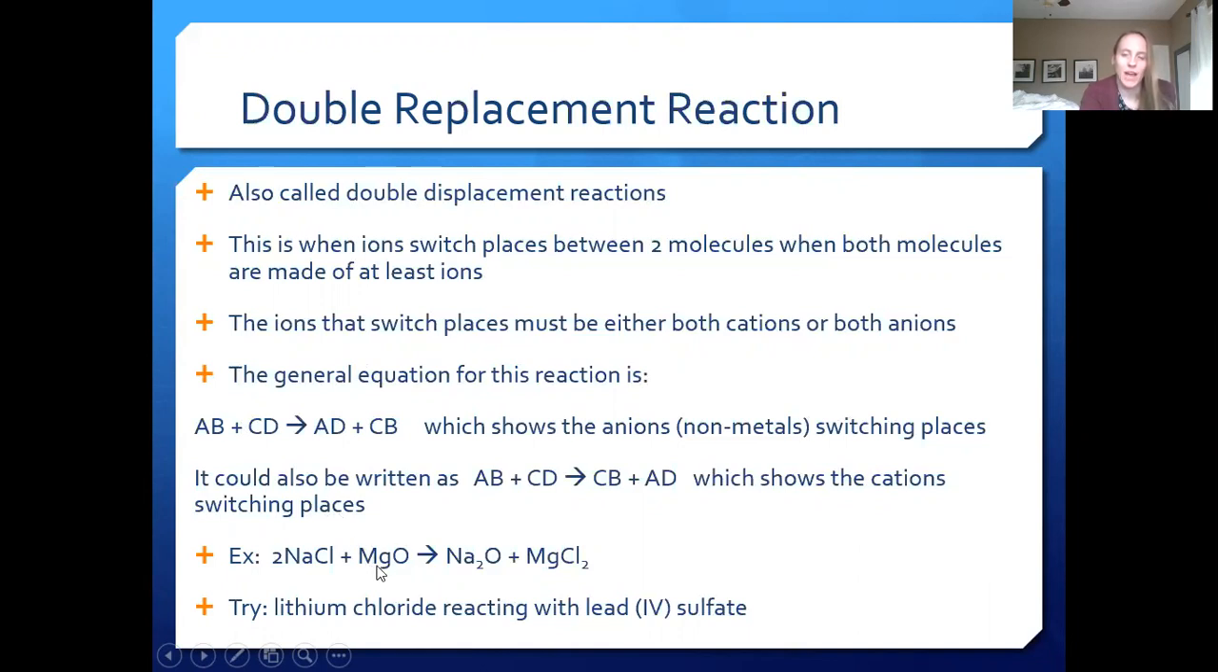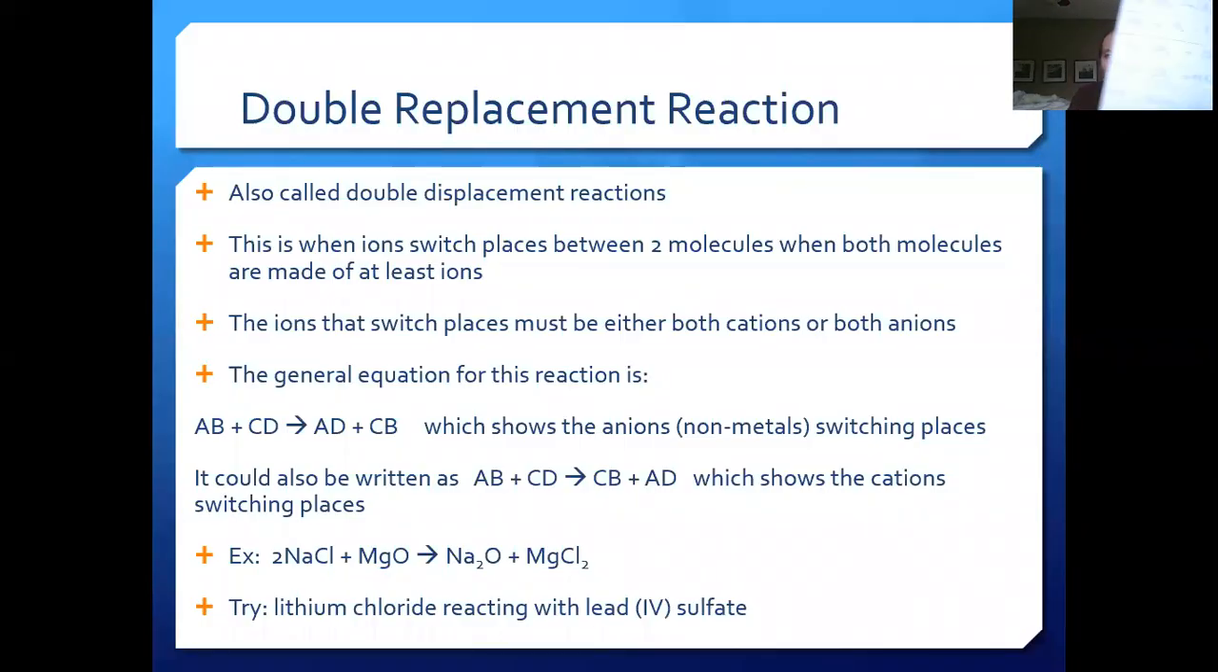And then I find it easier to always have the 2 metals switch places, but you can also do the 2 nonmetals. Either way, you'll end up with sodium oxide and magnesium chloride. Just again, don't forget, when you make those products, you have to recross your charges. So try that one at the bottom. Pause for a second and try that one.